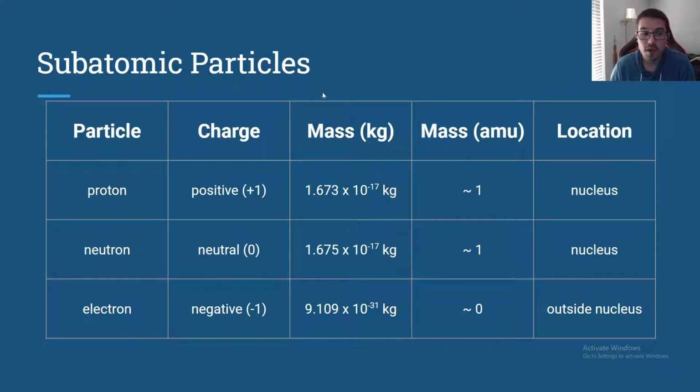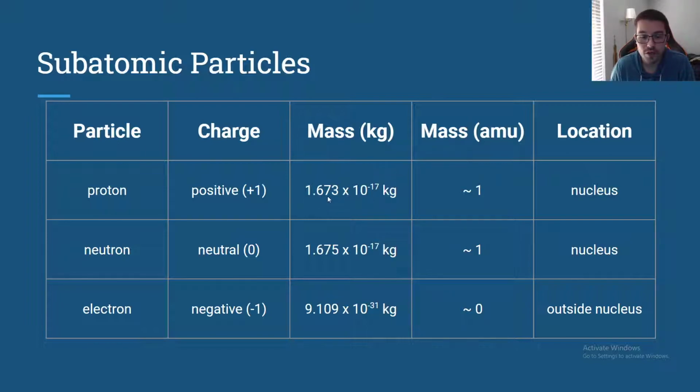So those subatomic particles, the proton, neutron, and electron, have some properties that I think you probably ought to write down. Protons are positively charged, electrons are negatively charged, and neutrons are neutral. One interesting thing to note here is that the positive charge of a proton is exactly equal but opposite to the negative charge of an electron. So these perfectly balance each other out. If you have one proton and one electron, the overall charge would be 0. Their masses in kilograms are listed here.